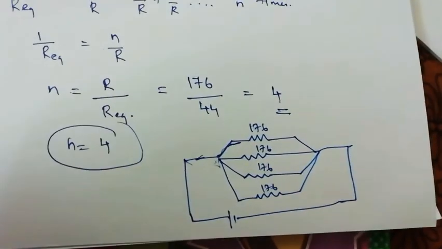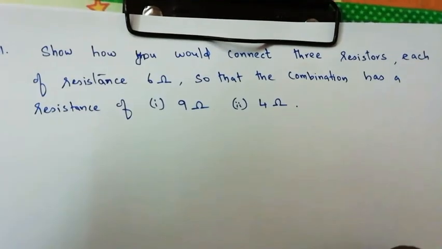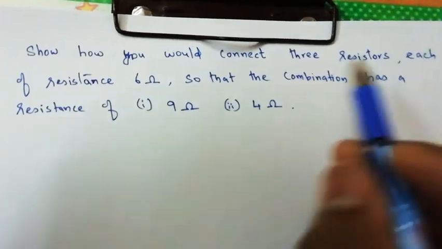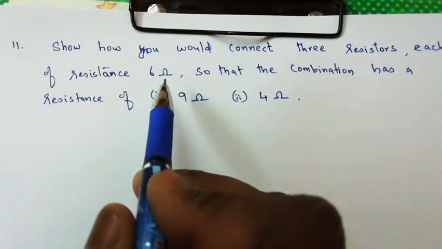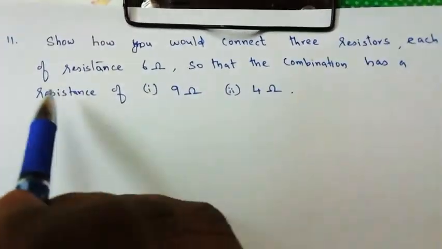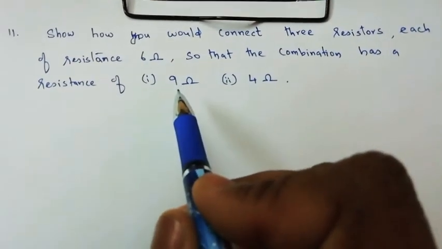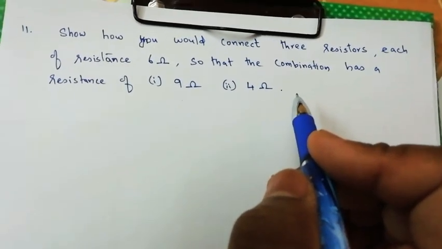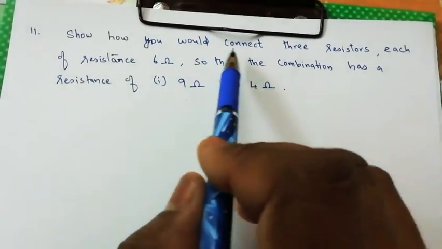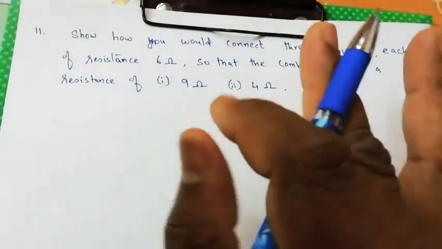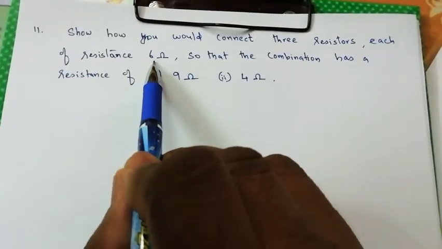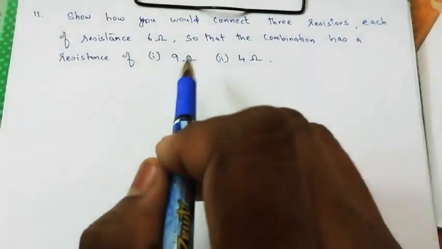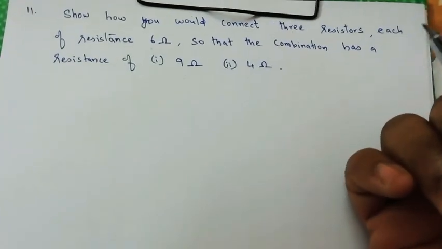Okay, we'll move on to the next question. Show how you would connect three resistors, each of resistance 6 ohm, so that the combination has a resistance of one is 9 ohm, another is 4 ohm. So the question is how you would connect three resistors. Three resistors, and each of the resistors has a resistance of 6 ohms. In what combination are we going to connect them?